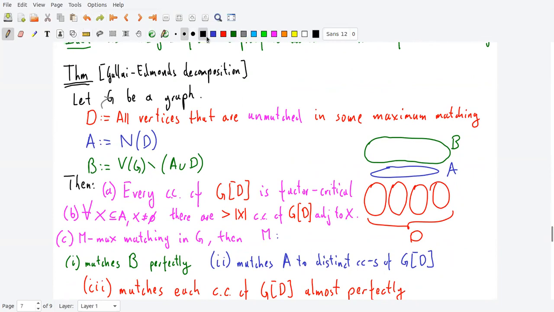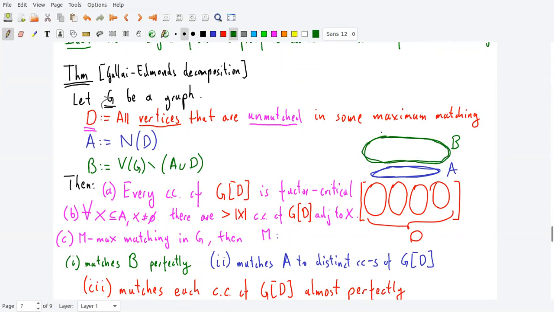Good. So let G be a graph. Let me look at the following objects in this graph. Let me look at all the vertices that can be left unmatched in some maximum matching. So I'm looking at all possible maximum matchings, and I'm distinguishing the vertices into those that always need to be matched and those that can be unmatched in some maximum matching. So D is the set of those vertices that can be left unmatched. So here is the set D. It will eventually in the statement be dissolved into connected components, and we'll be talking about the connected components of D. Then A is simply the neighborhood of D. And B is the rest of the graph.